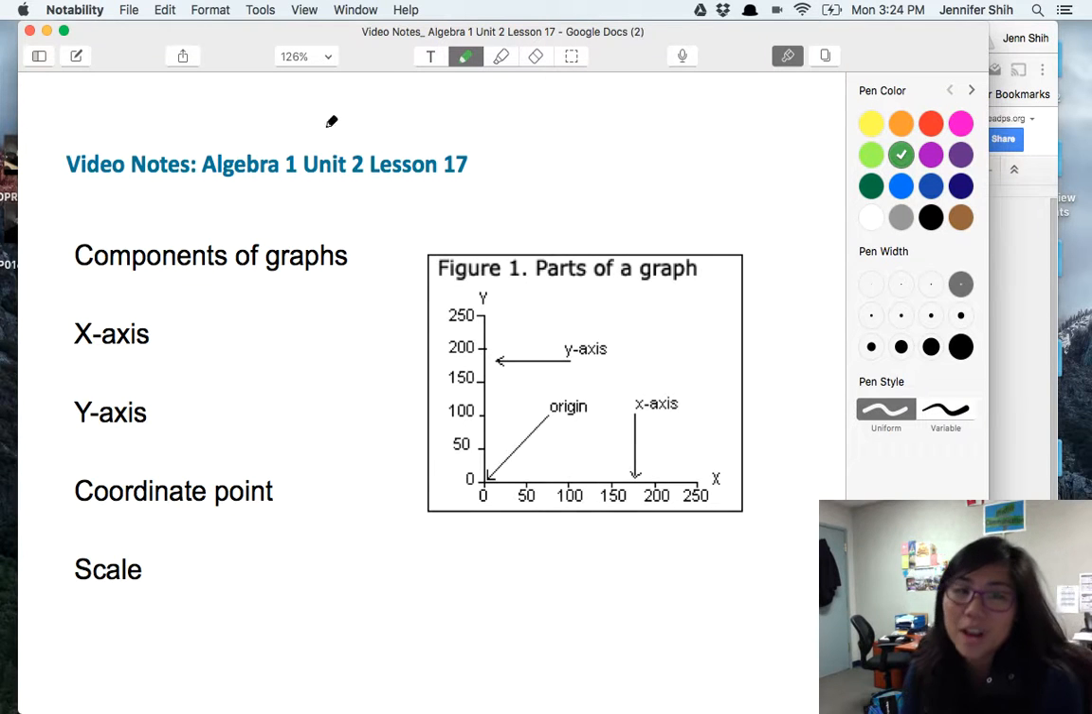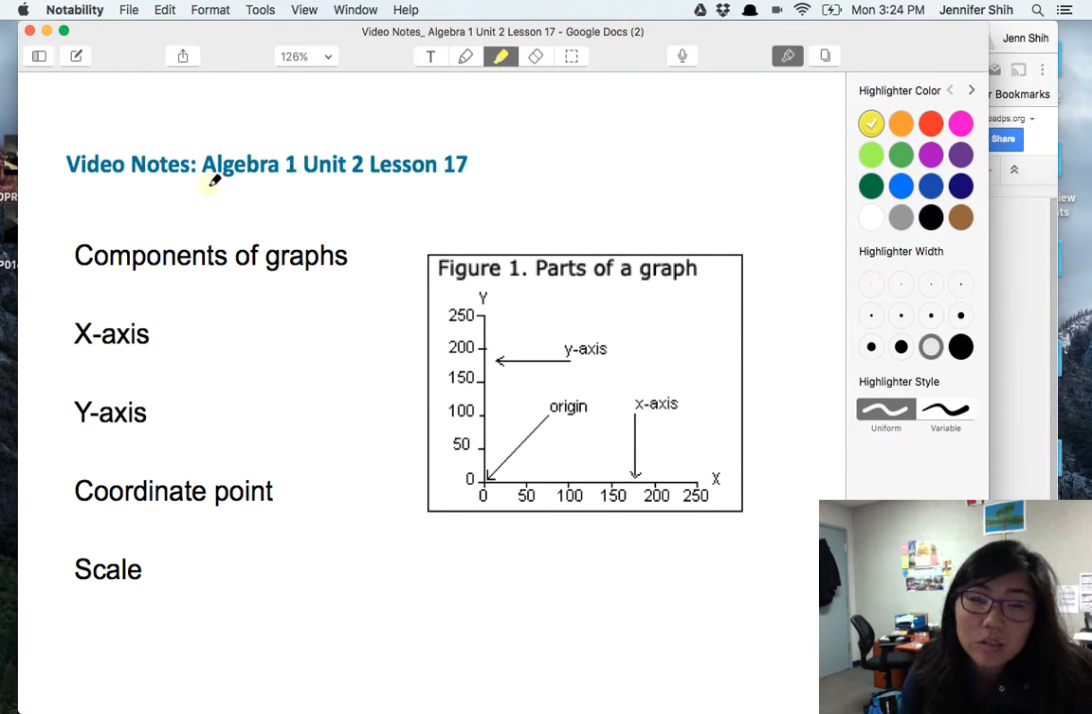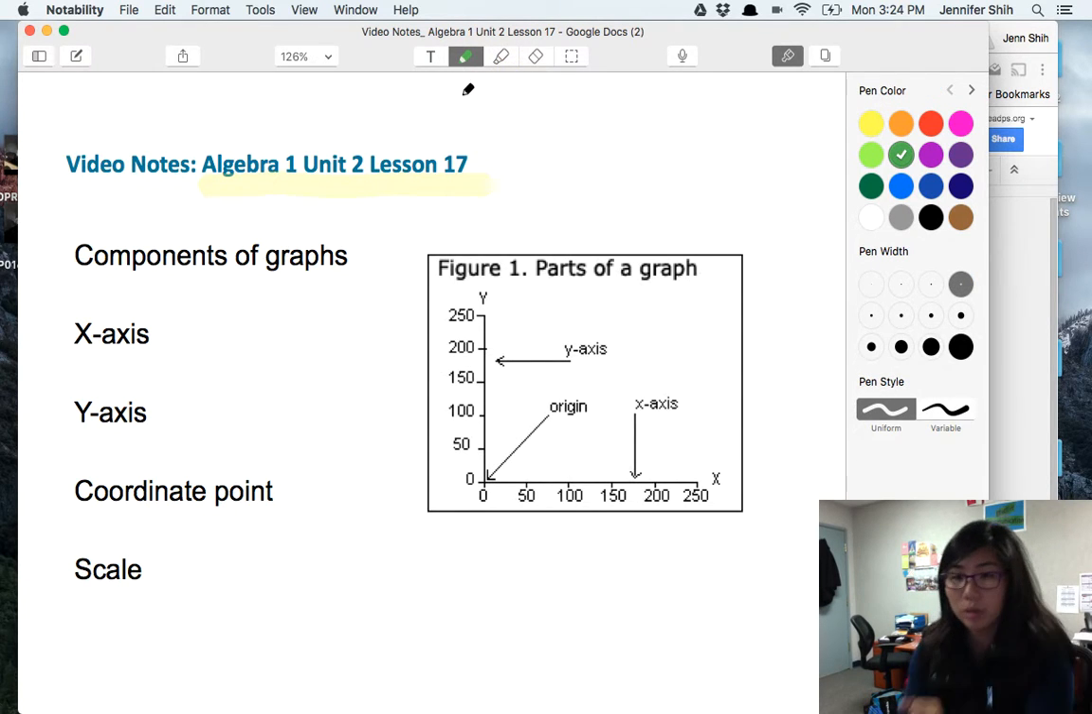Okay, we are back. We're actually going to do the notes for lesson 17. So what you can do is title your notes Algebra 1, Unit 2, Lesson 17. I'm not going to draw my Cornell boxes in, but on your paper, draw in your Cornell boxes. That's the first thing I'm going to look for when you take your notes. Then all this information will go in the biggest area, and then you have to fill in your big ideas and your summary below.